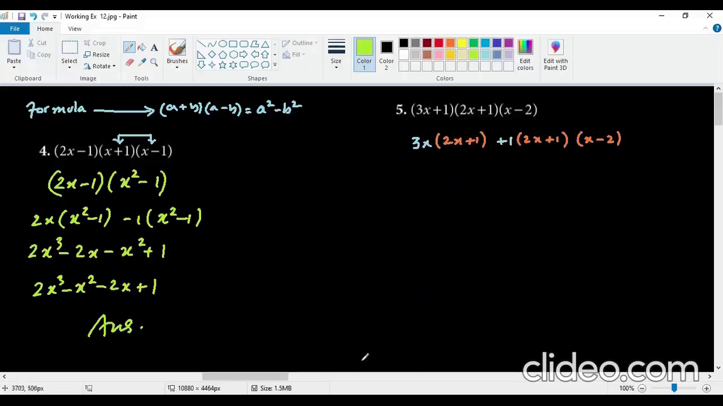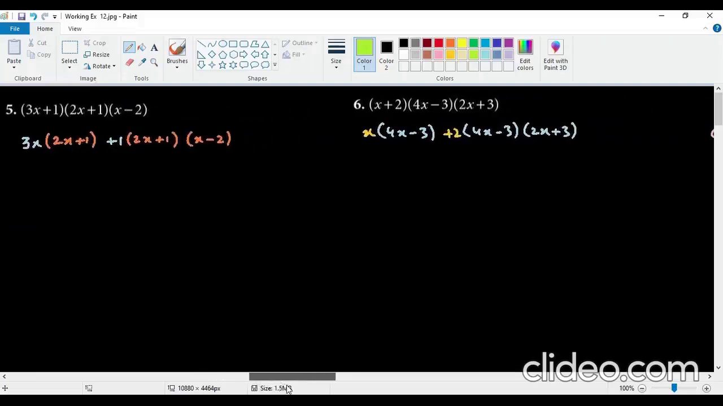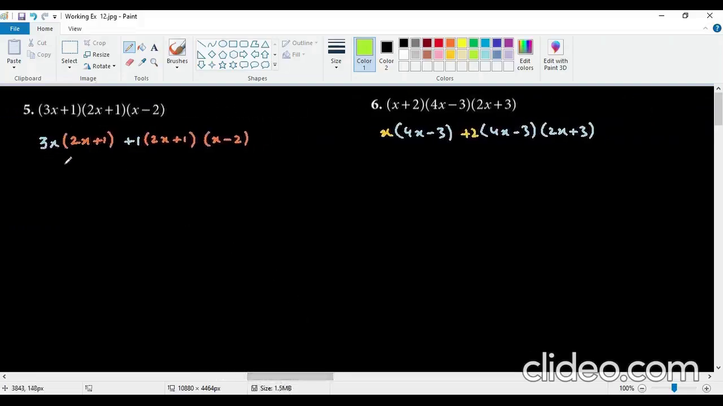Moving on to question number 5. In this question, it says that 2x plus 1 is going to be multiplied by 3x plus 1 first. So 3x plus 1, times 2x is going to give you 6x square for the first one. And then plus 3x and plus 2x plus 1. This is going to be in the first bracket, and this has to be multiplied by x minus 2 later once we simplify the first bracket.